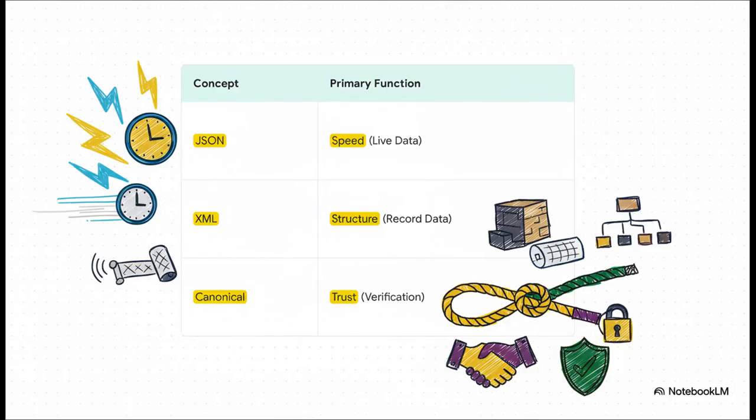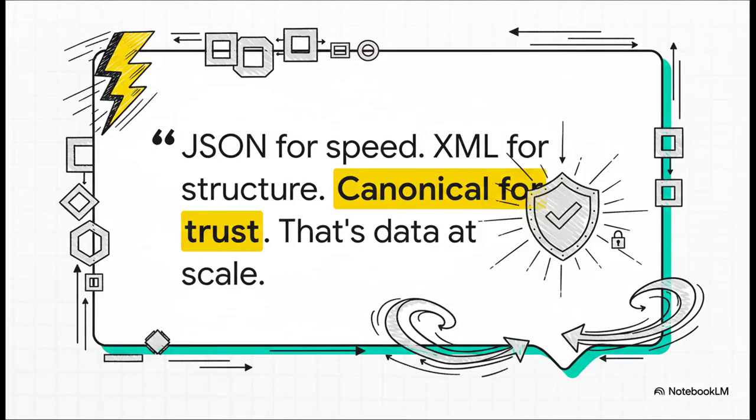So let's just recap. At the end of the day, it really boils down to 3 core ideas. You've got JSON, whose primary job is speed, that's for your live data. You've got XML, which is all about structure, for your record data. And then you have the canonical form, which ties it all together by providing the one thing you can't live without: trust.